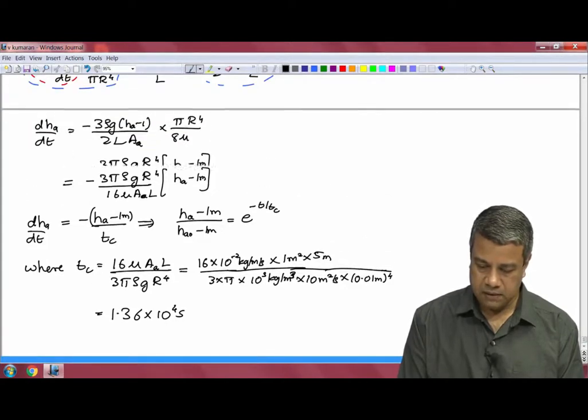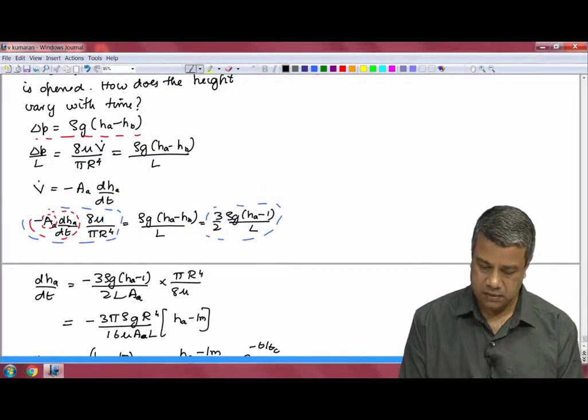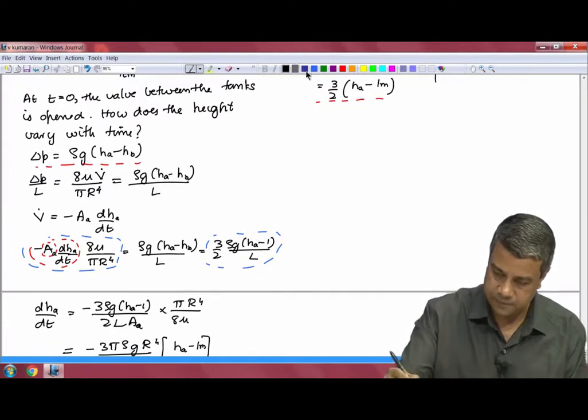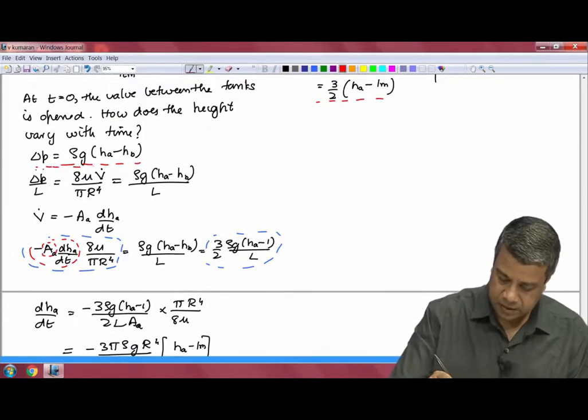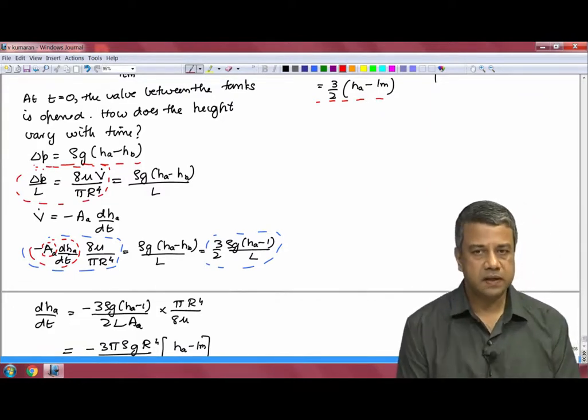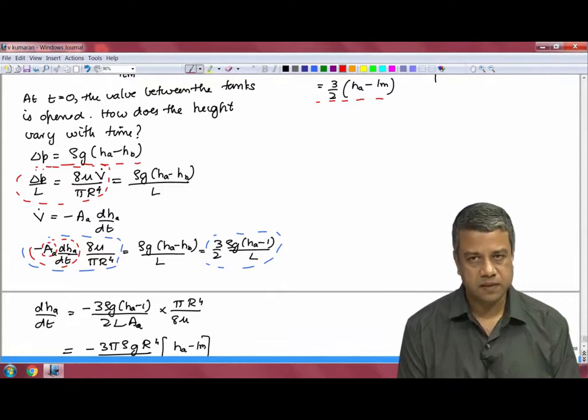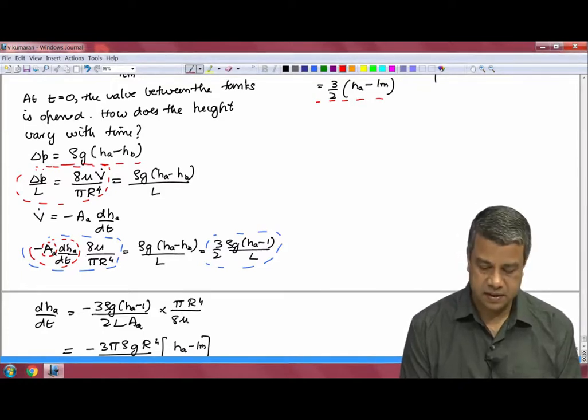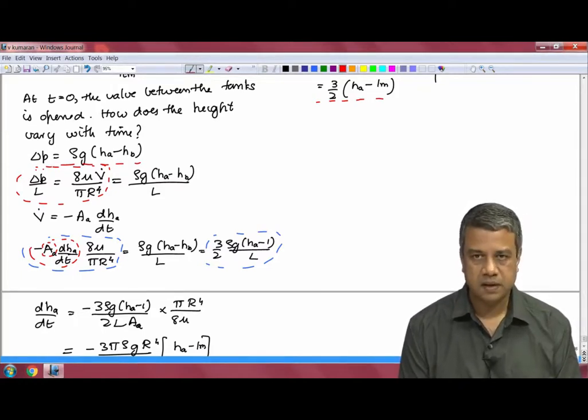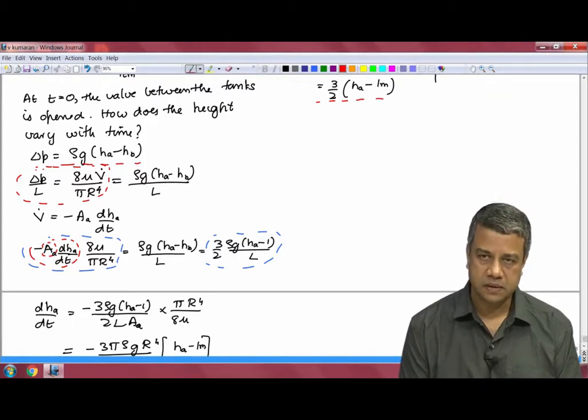Note that we have used this relation. This is valid only for a laminar flow, for Reynolds number less than 2100. So, after we solve the problem, we have to verify that this is correct, that the flow is laminar and the Reynolds number is less than 2100.